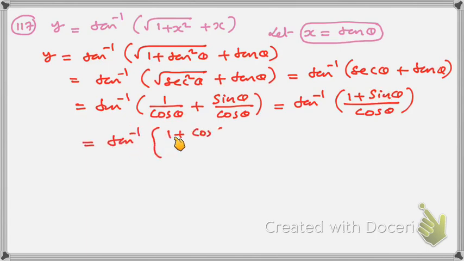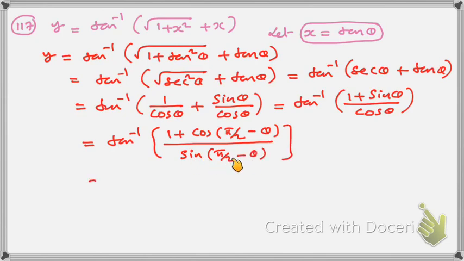So that's going to be tan inverse of 1 plus, instead of sin theta, I'll write cos of 90 minus theta. Sin theta can be written as cos of 90 minus theta. Sin theta is cos of pi by 2 minus theta. But the problem is, if I change the angle in the numerator, I should also change the angle in the denominator. So I am forced to change cos theta, which is in the denominator there. So cos theta will be written as sine of 90 minus theta, pi by 2 minus theta. Cos theta is written as sine of pi by 2 minus theta.